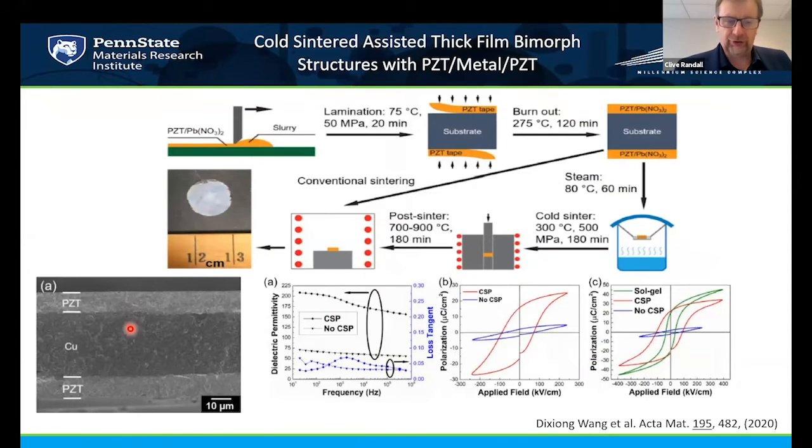So we've already made some bimorph structures. Here's a copper layer, and here are some thick layers of PZT on those systems. And here you can see some of the high field switching behavior. In this particular case, we're tape casting with these additives. We're doing the binder burnout. We're then adding the steam to activate the process. And then we're applying the pressing process around 300 degrees, 180 minutes. And then we're doing this post-annealing to develop the microstructures to the point that gives us the high piezoelectric activity.